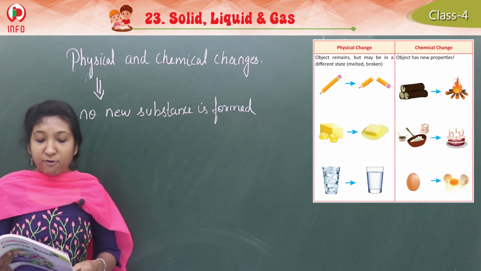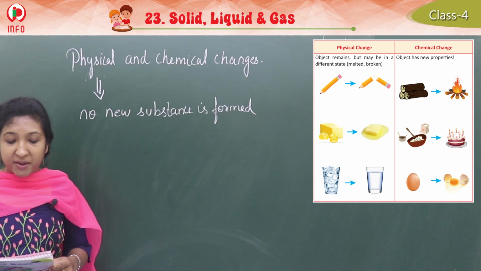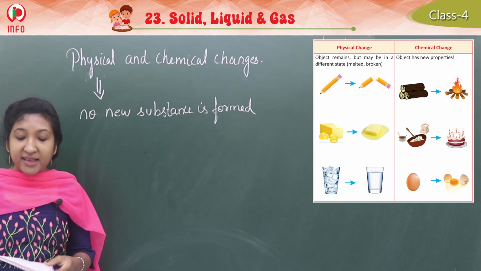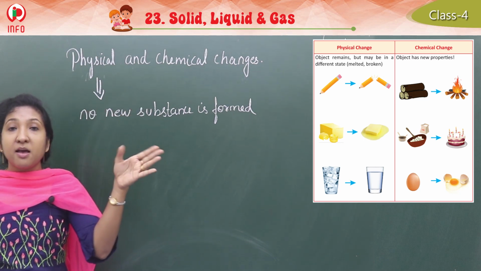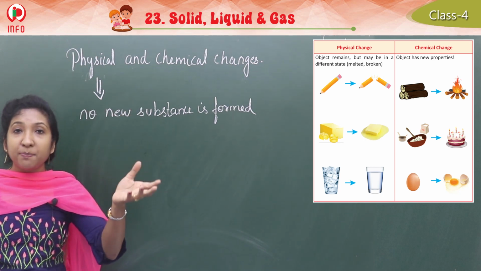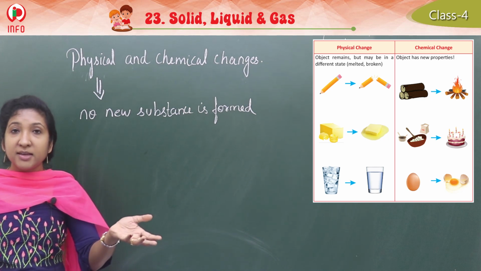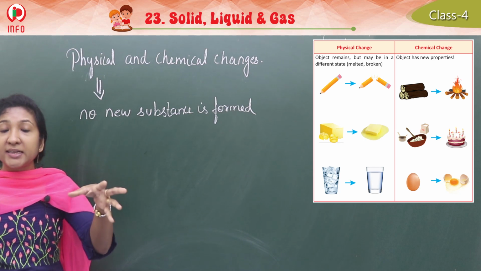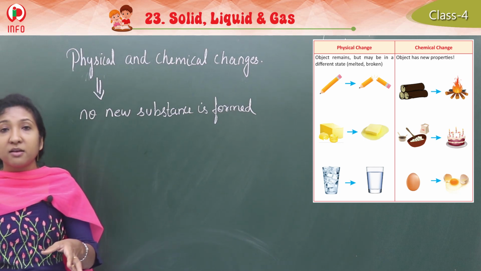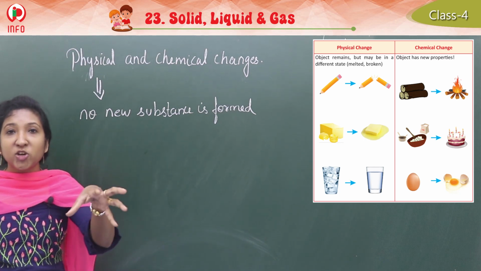No new substance is formed here. The object remains, but maybe in a different state. For example, you can see here the image of a pencil breaking into two pieces. Pencil remains pencil but its shape and size changed. Isn't it? You can see the image of butter. Butter after melting is butter only. But one is solid butter, one is liquid butter.